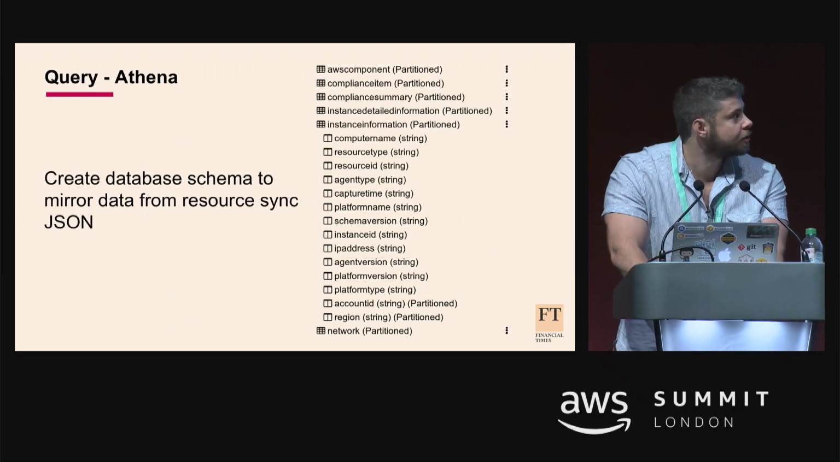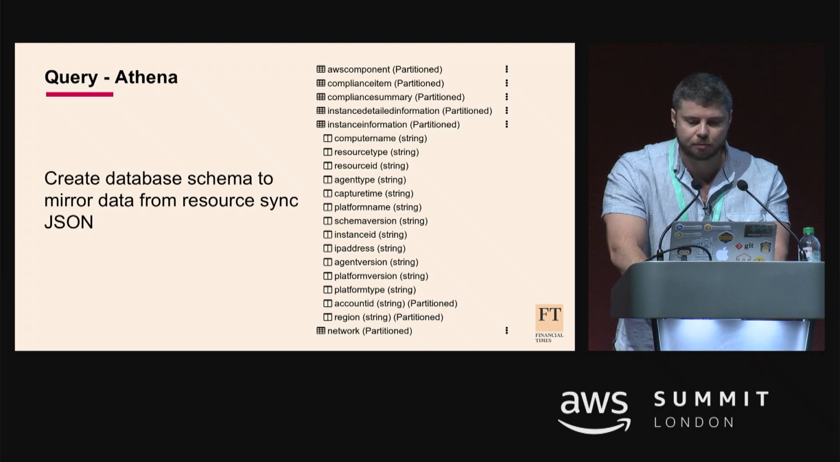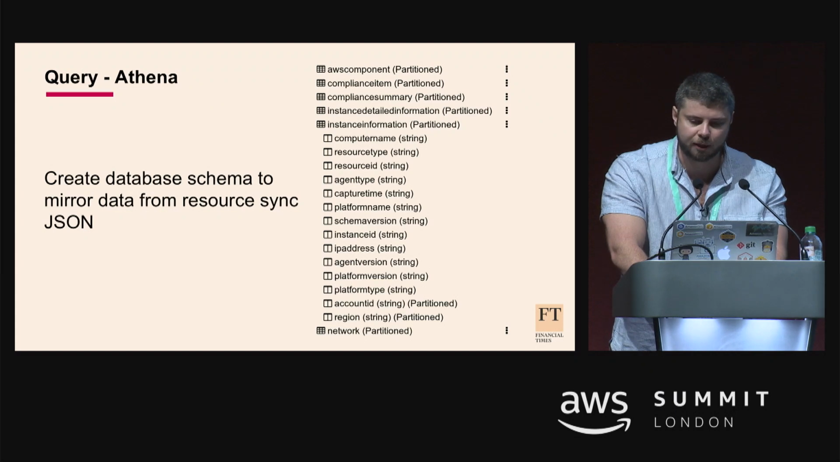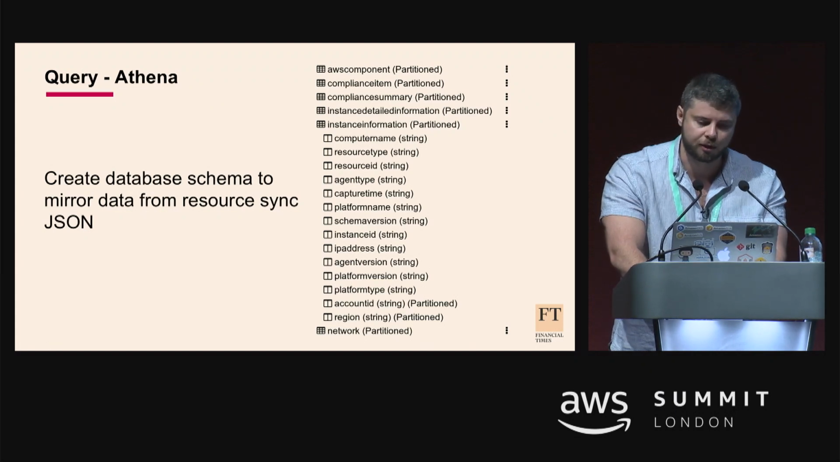Now we have all of our data collected, it's time to extract some meaning from it. We first have to set up Athena to read our data. We can use the keys from the JSON files to create a database schema, and this lets Athena access our data as if it was a standard database and not a bunch of JSON files just stored in an S3 bucket.